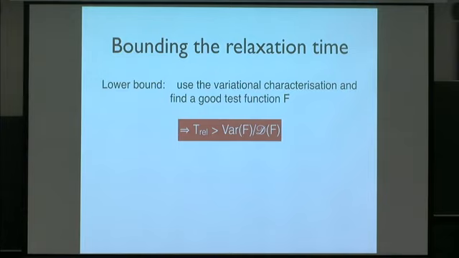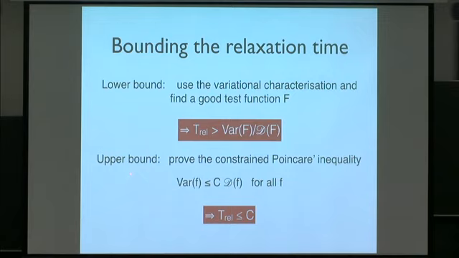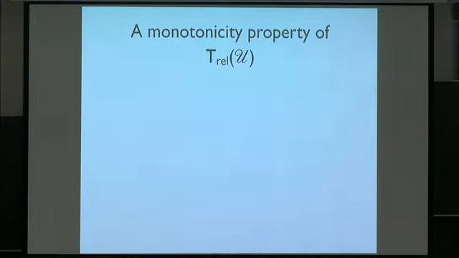So apparently this is the easy route, because you just pick some function and plug it into the variational characterization. However, to get a really meaningful bound, you need to understand a great deal of the process in order to find a good test function. The upper bound is usually much harder, because you have to prove a constrained Poincaré inequality, namely variance less than some constant times the Dirichlet form, and then the relaxation time will be at most that constant. Okay, so these are basically the two routes one has to control the relaxation time.